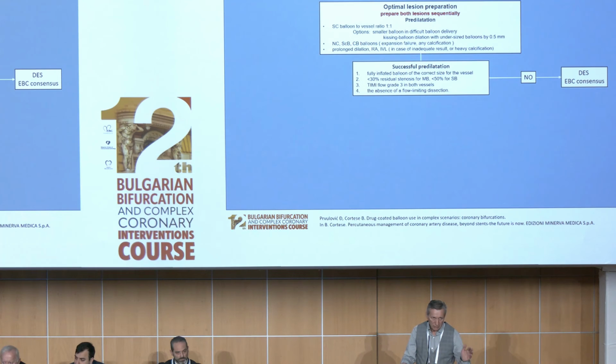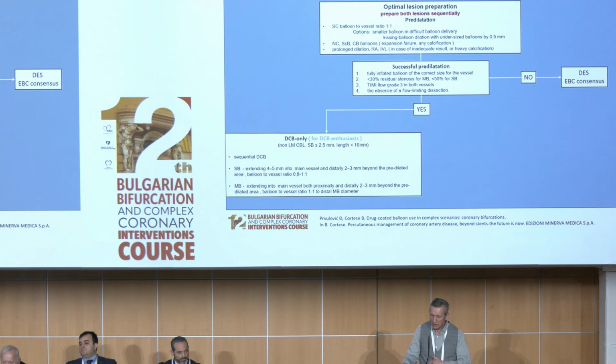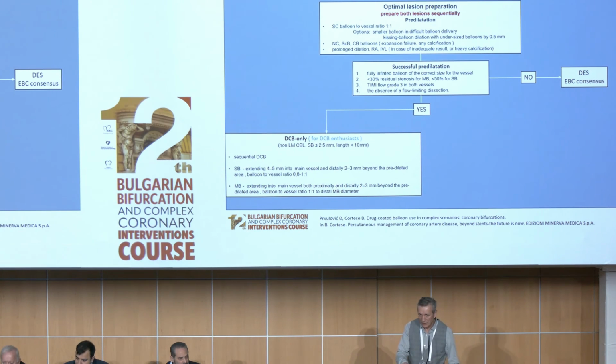And if no, put a stent. If yes, you have a successful predilatation, then you can think about two ways. One is for enthusiasts only: 2 balloons, in main and side branch, sequentially, never kissing balloons with the drug-coated balloons. You don't want to lose the drug by pushing the 2 balloons simultaneously. And be aware of geographic mismatch.